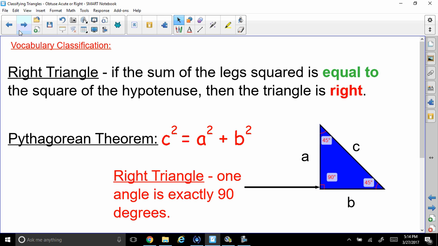So our vocabulary for classification: if the sum of the legs squared is equal to the square of the hypotenuse, then the triangle is going to be right. That is the Pythagorean Theorem, or Theorem of Pythagoras, where he stated c squared equals a squared plus b squared. A right triangle has only one angle that's exactly right. So right here we have our little box that indicates that this is a 90-degree angle. So it's exactly 90 degrees.